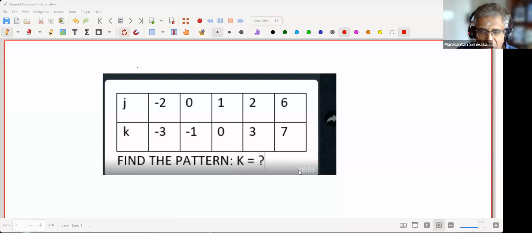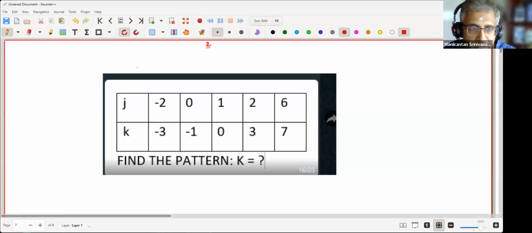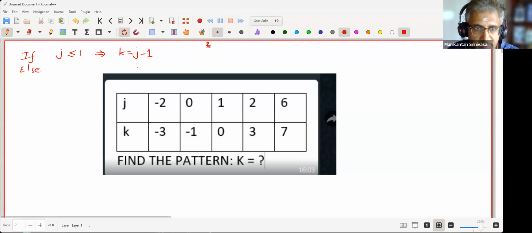Okay, so nothing strikes me offhand. For some of these patterns, you can always make up something that you cannot argue against. For example, I'll just say, if I'm just making it up, the pattern is: if j is less than or equal to 1, then k is j minus 1. Else, k is j plus 1.